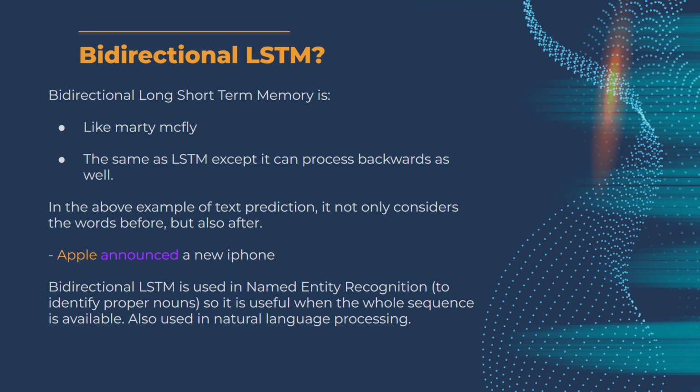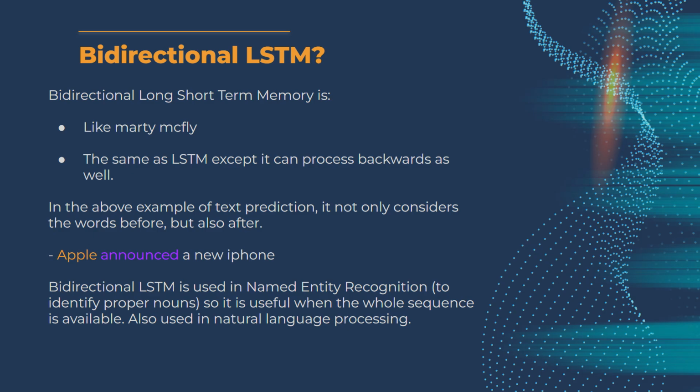We also get something called a bidirectional LSTM. A bidirectional LSTM is like Marty McFly from Back to the Future in that it can go forward and backwards. So it's the same as an LSTM, except it has two processes, one processing backwards and one forwards.